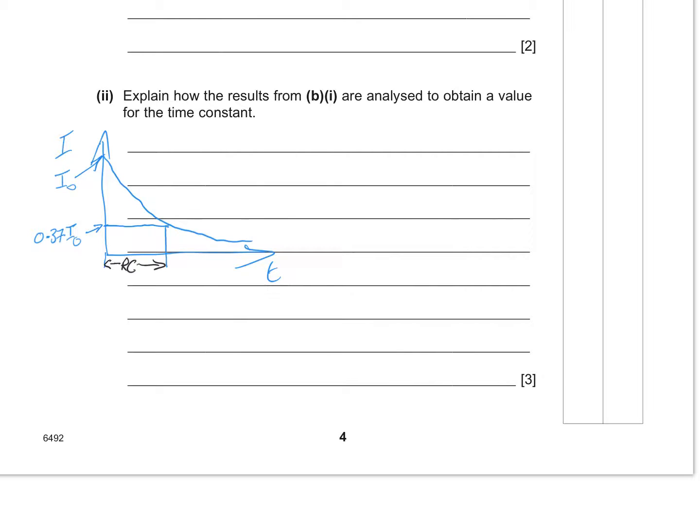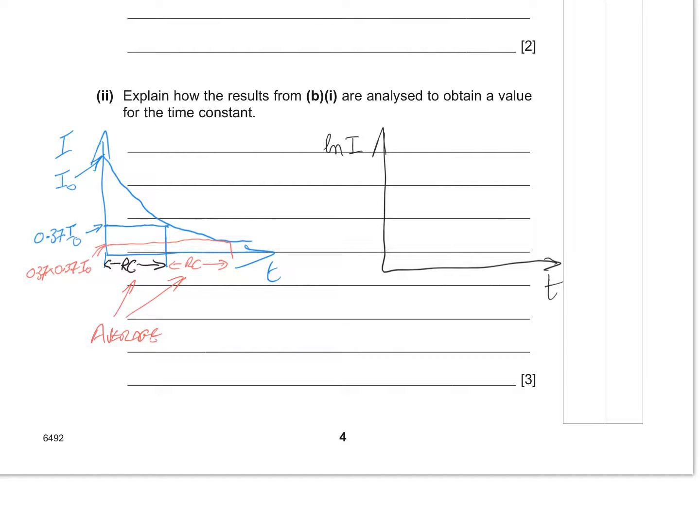So it's this 37% of the original I naught which will mark out on the time axis one time constant, and 37% of that will give you a second time constant and an opportunity to average them. So there's a simple way of measuring it.